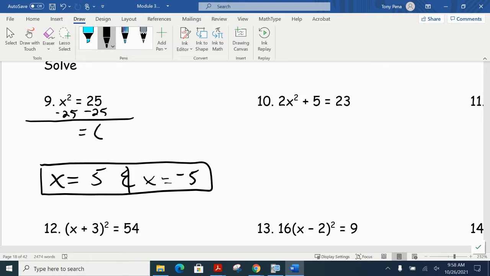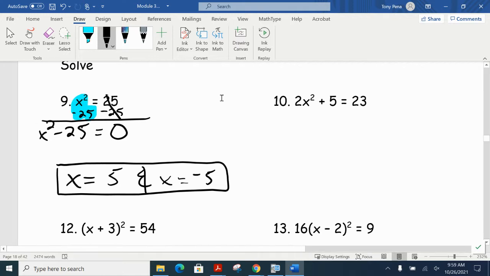Remember how we said we always wanted our equation set equal to 0? So if I did 25 minus 25, those are going to cancel. If we look over here, these are not like terms, so we can't combine them. So we would just get x squared minus 25. Some of you actually are retaking this test in the process right now. Let me move this over a little bit.